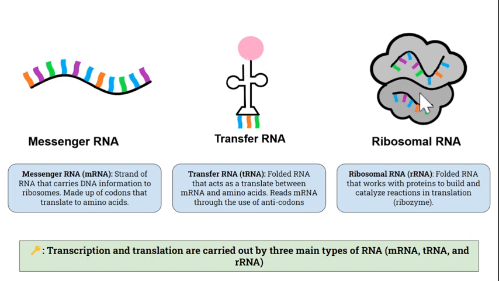And then the last one is going to be ribosomal RNA, also known as rRNA. And this is essentially going to be folded and manipulated with proteins in order to build the ribosomes themselves. And hopefully you remember from Unit 2, ribosomes are the organelle that is responsible for protein synthesis. But also, this RNA is going to be used as a catalyst, also known as a ribozyme, which is going to help speed up translation so we can make proteins even quicker.